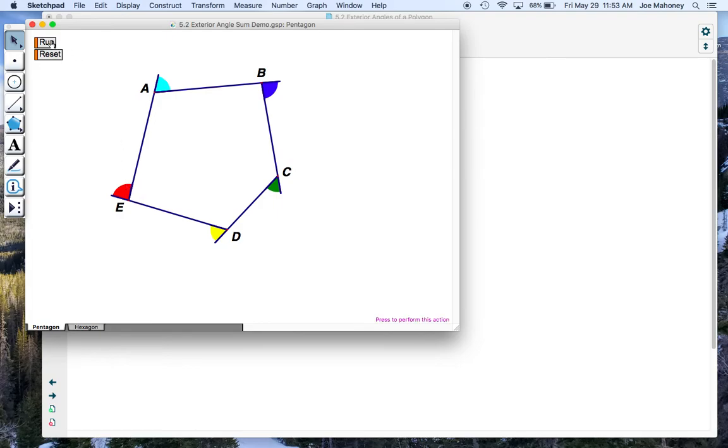I want you to watch what happens. Oh boy! So the question is, what did you notice? Let's see if we can click run one more time and see what goes on. Notice those angles come in and they form a circle. So think about the sum of the measures of all those angles when they're in that circle spot.